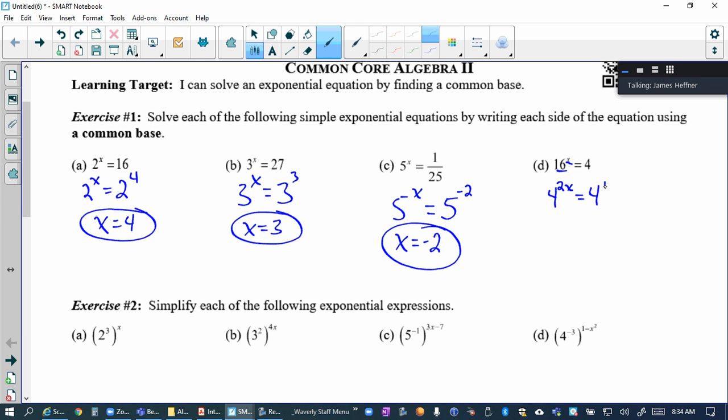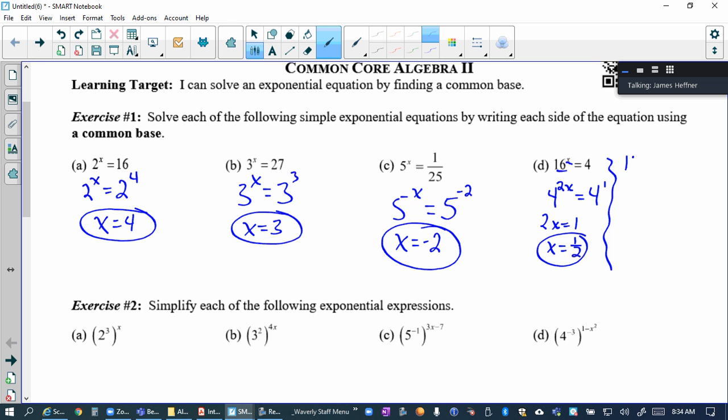Well, now there's one more little step. Now we kind of have an equation, don't we? What would be our equation to solve? 2x equals 1. So x equals 1 half. There's another way to do this, there's a couple ways to do this. Let's try and keep them as both a base of 16.